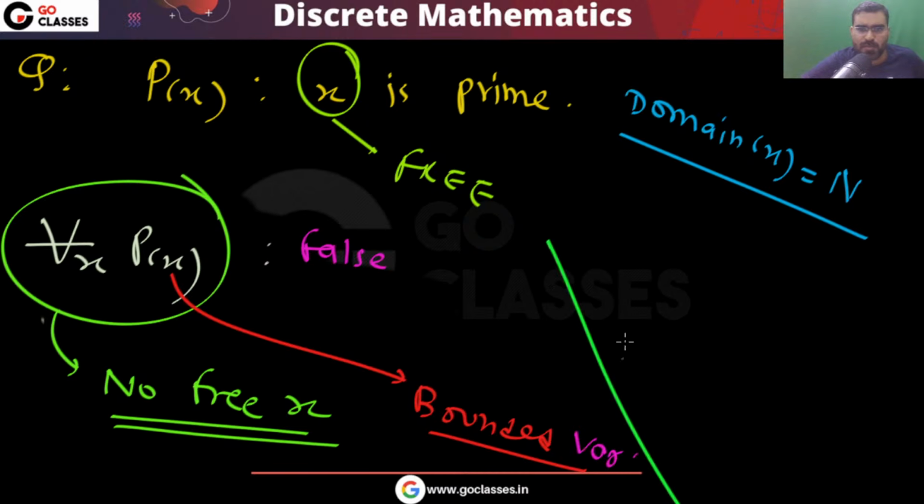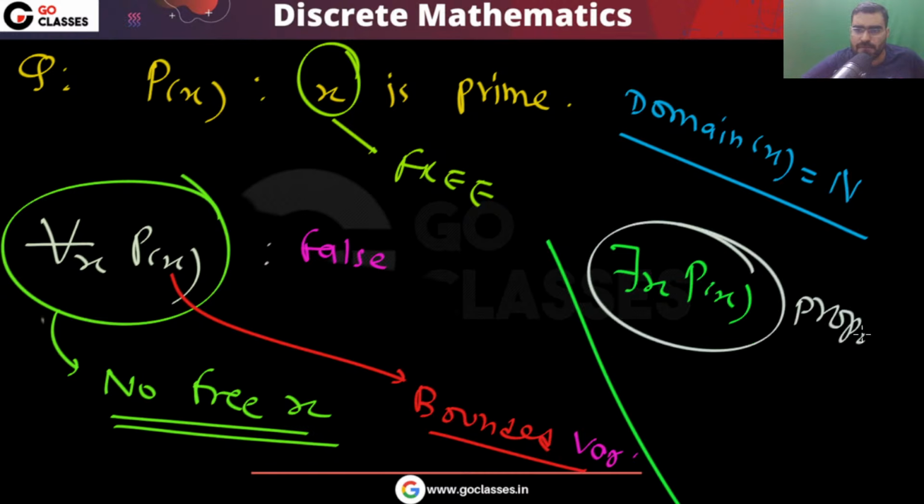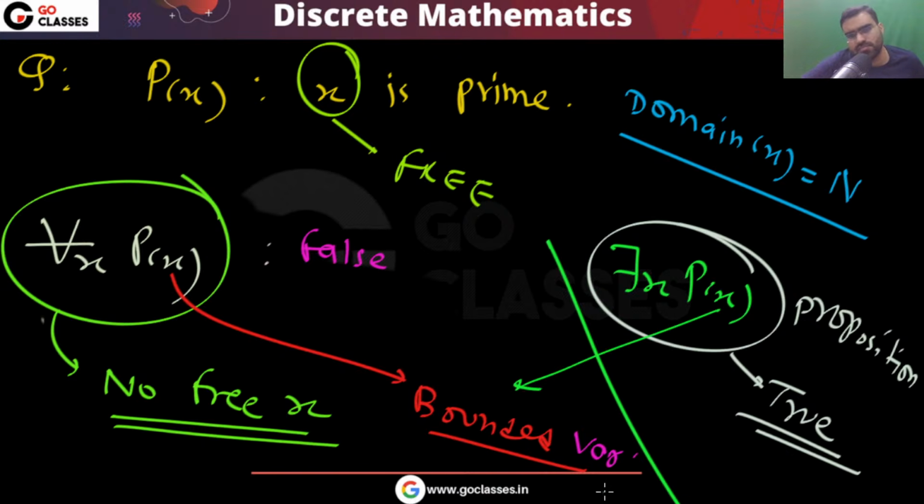Okay, so this is the simple point. Similarly, if I apply there exists x, now this is also a proposition. Of course, this is a true proposition. Again, you can notice this is a bounded variable. This is the difference between a bounded variable and a free variable.